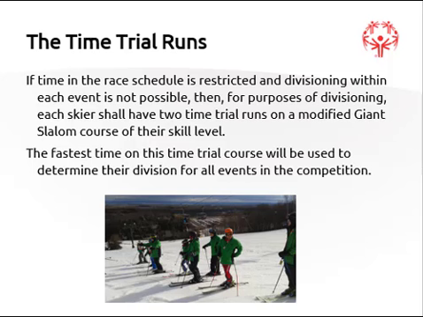Sometimes the race schedule is restricted and divisioning within each event is not possible. In this case, for divisioning purposes, each skier shall have 2 time trial runs on a modified giant slalom course of their ski level. The fastest time on this modified time trial course will be used to determine the athlete's division for all athletes in the competition.